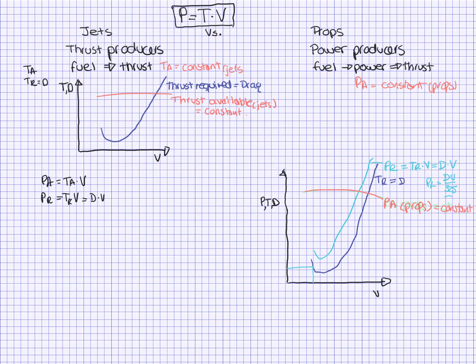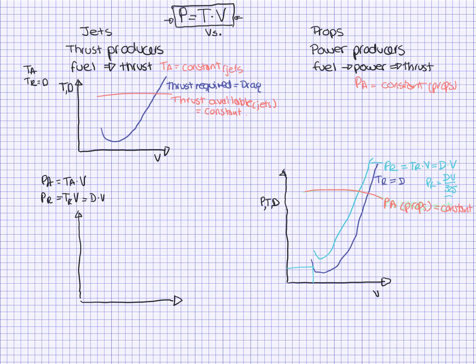Okay, very good. So now let's draw power available for jets. So let's talk about power for jets. We usually talk about jets in terms of thrust, but we can interchange power or convert power to thrust, or thrust to power, via this equation. Power is thrust times velocity.